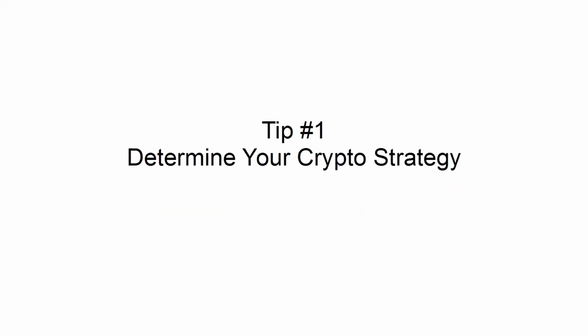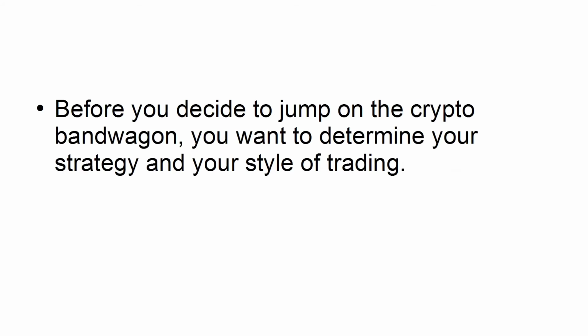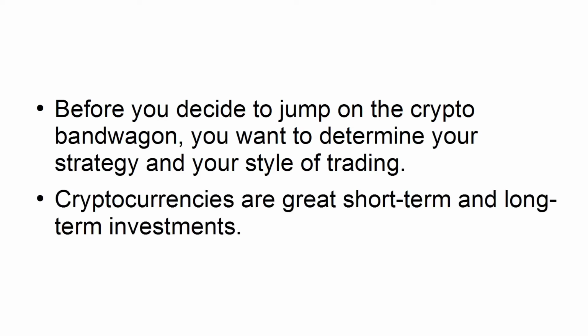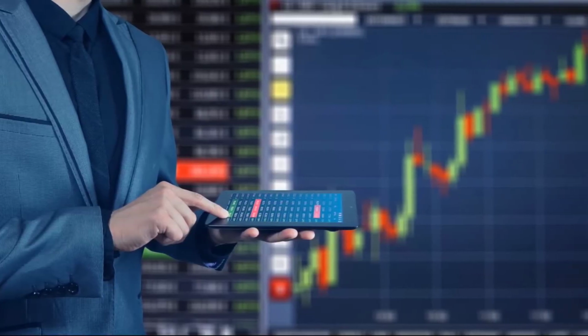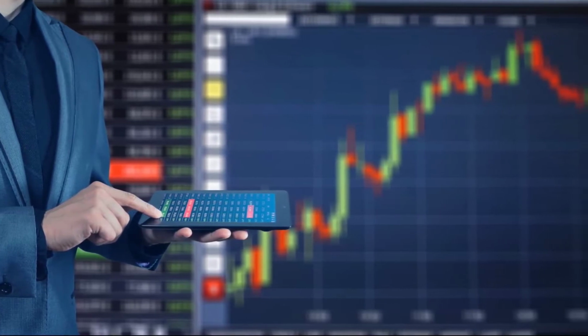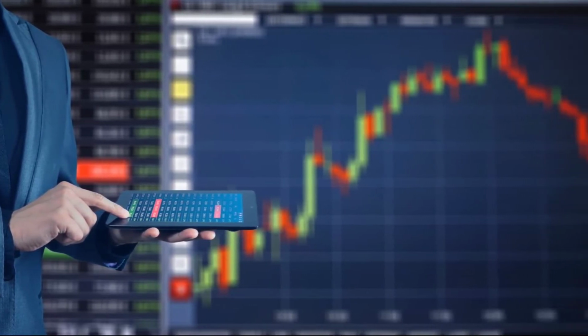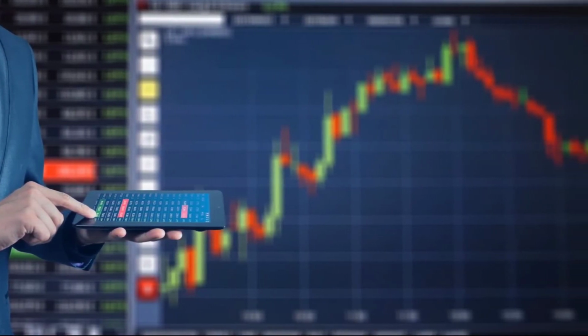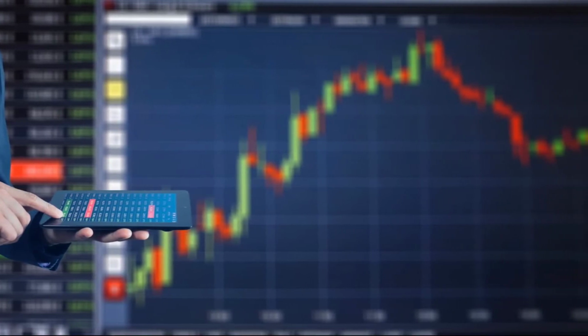Tip number 1. Determine your crypto strategy. Before you decide to jump on the crypto bandwagon, you want to determine your strategy and your style of trading. Cryptocurrencies are great short-term and long-term investments. Those traders who focus on short-term investment are day traders and tend to stay in a position for a maximum number of hours, and it is a riskier proposition. With long-term investing, you don't need to watch the market every day.